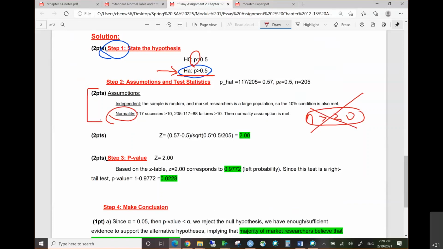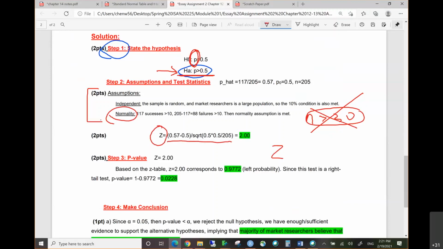Now we are testing about the population proportion. What do we check for the normality assumption? Success and failure condition, right? So number of successes larger than 10, number of failures also larger than 10. Once these two assumptions are both satisfied, then we always have the z-test statistics for the proportion, right? So you can plug in the values.